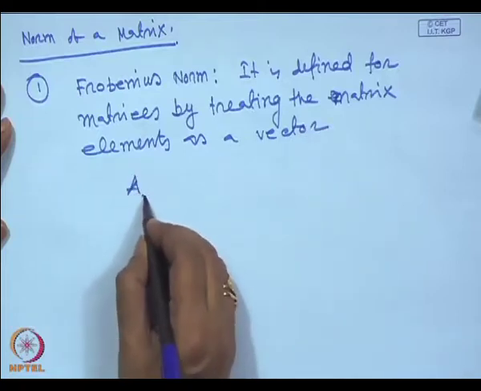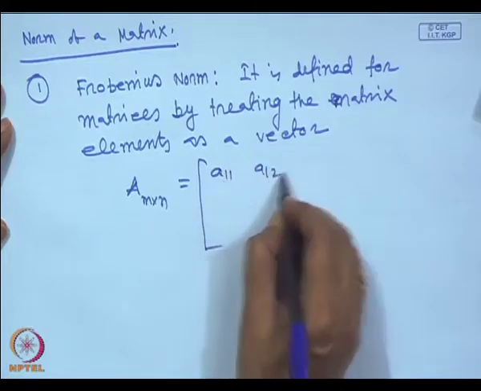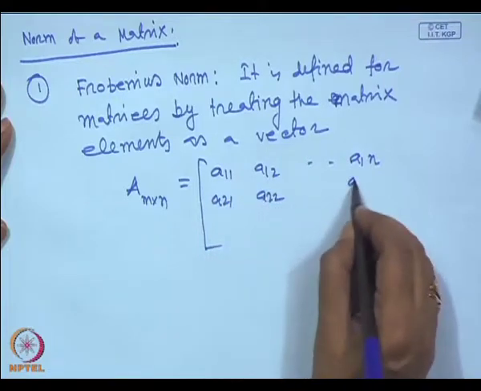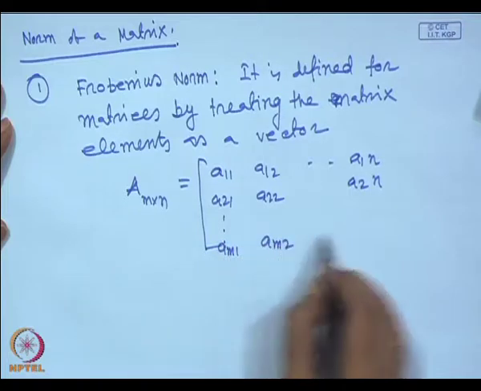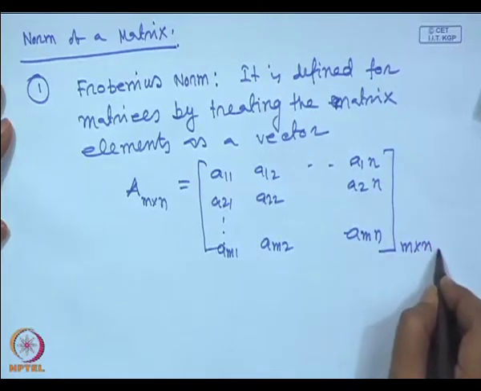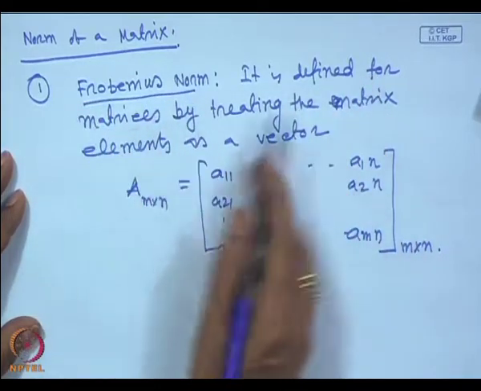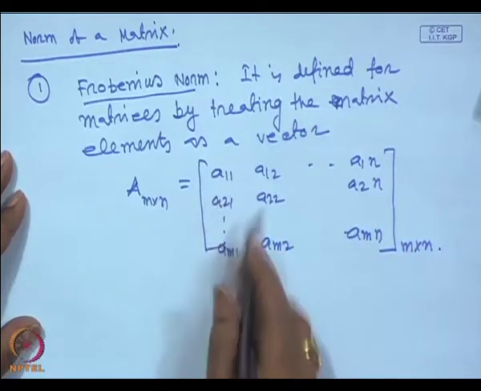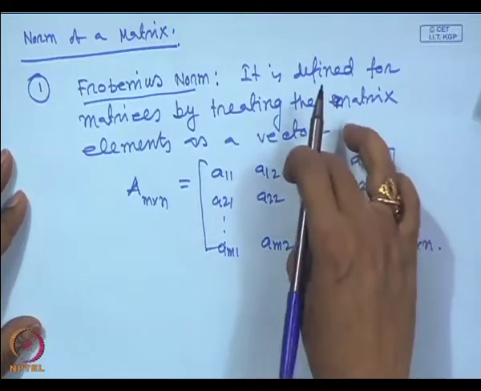Suppose we have an m cross n matrix whose elements are A 1 1, A 1 2, dot dot A 1 n, A 2 1, A 2 2, A 2 n. We have m rows, up to A m 1, A m 2, dot dot A m n. This is the matrix whose dimension is m cross n. So, the Frobenius norm is defined by putting all the elements of the matrix into vector form. That means, below this column vector you keep the next column vector.